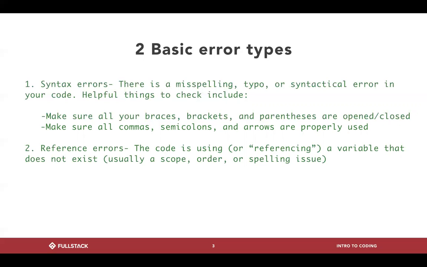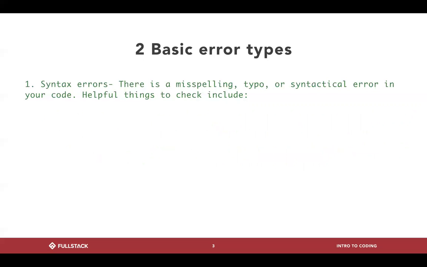The second error is reference errors. So the code is using or referencing a variable that does not exist. A lot of times this is because of something called scope, or where you've written the line of code in context to other lines of code. It's basically freaking out because the code will be trying to use something like a variable that has never been brought up before. So the computer's like, I don't know what you want. It's not here.